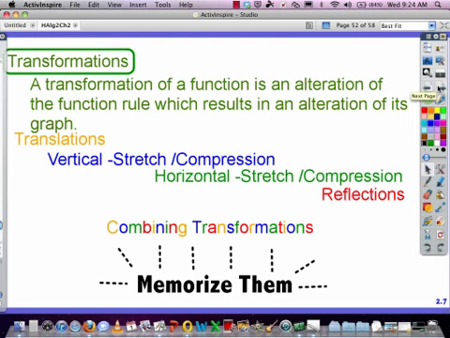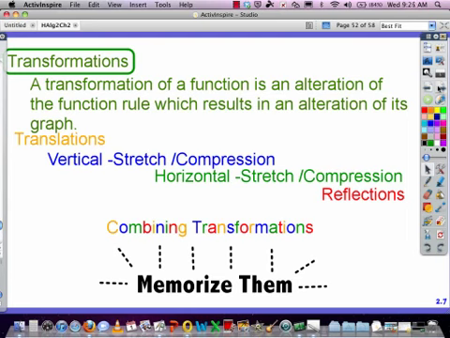Remember that a transformation of a function is an alteration of the function rule, which results in an alteration of its graph. So taking one function and moving it could mean a translation, slide, vertical stretch or compression. We could stretch it vertically, or we could smash it together, compress it. Same thing horizontally, and then we also have the reflections over the different axes and lines.